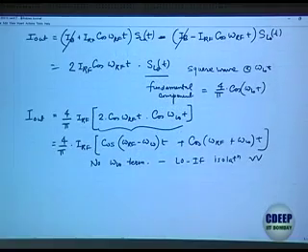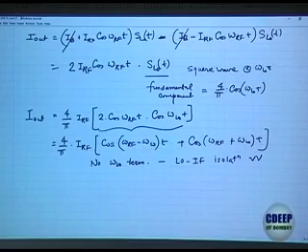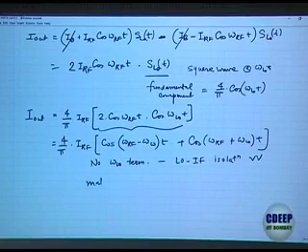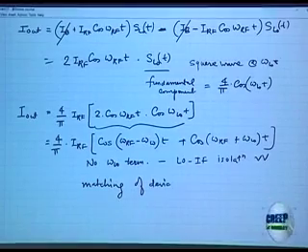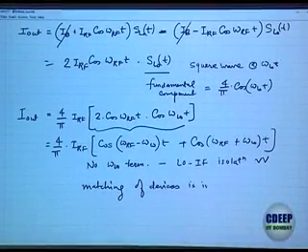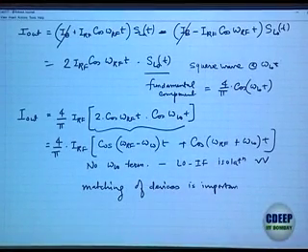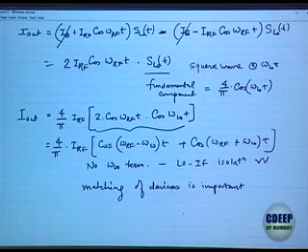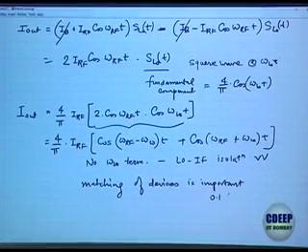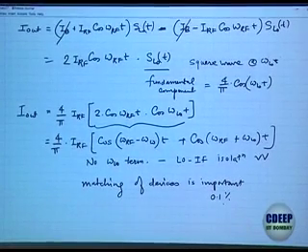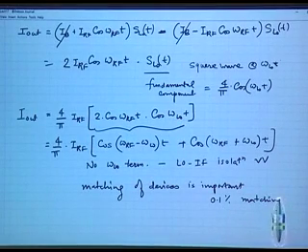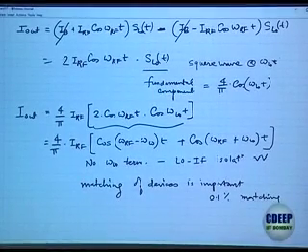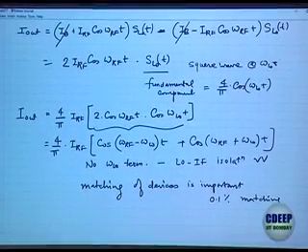I mean, it's probably matching of devices that is important for cancellation. So you should be able to get 0.1% to maybe 0.2% type of mismatches. Matching is possible if you do a pretty good job at, you know, making sure the devices are right next to each other and interdigitated amongst each other.